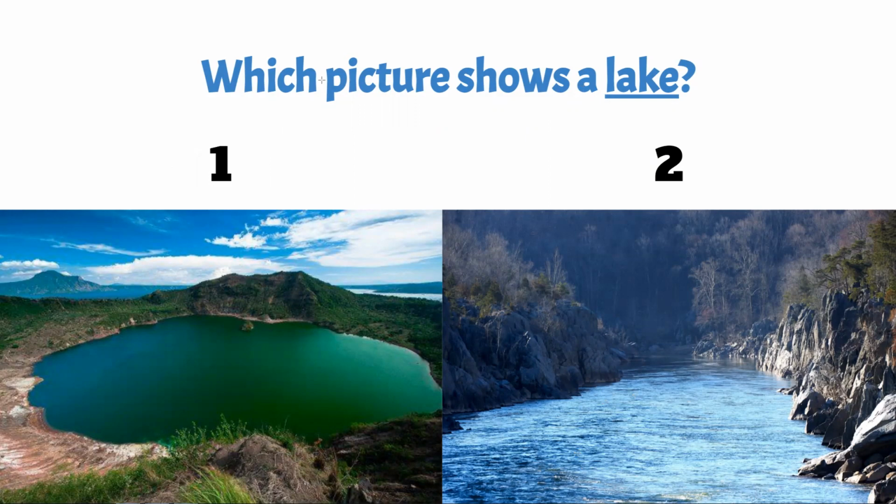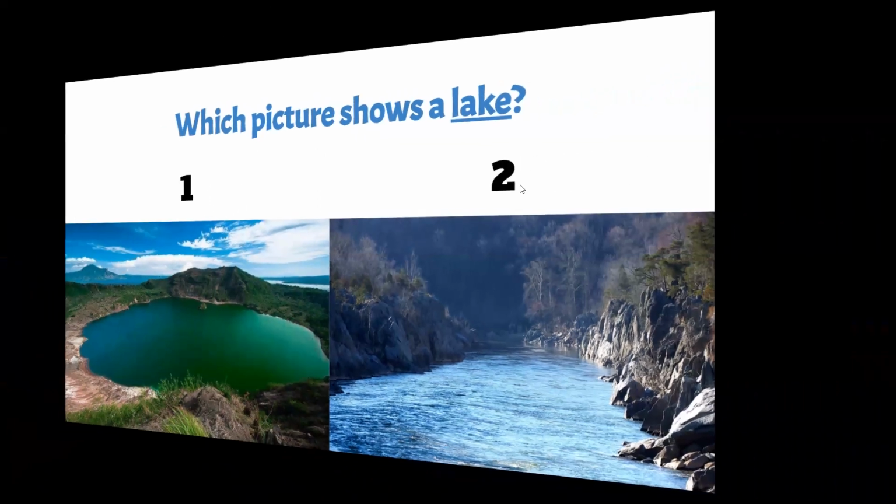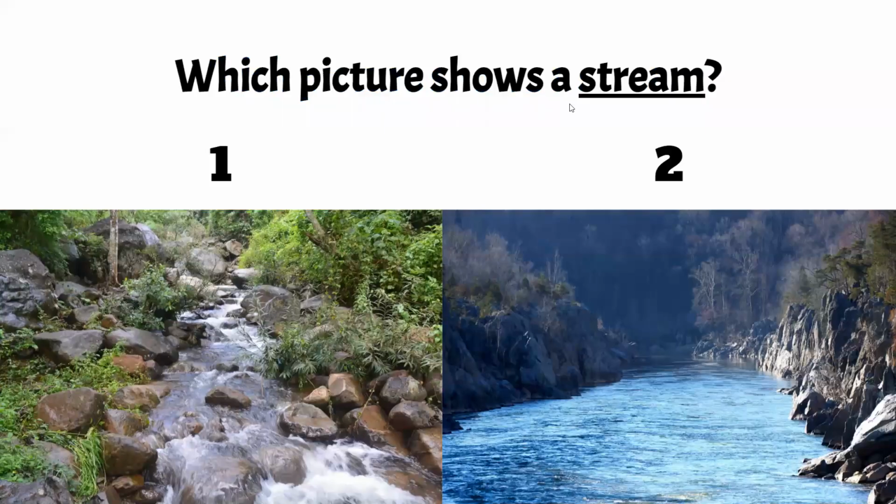Now, let us move to the second question. Which picture shows a stream? Okay, look here. Here we have a river, and here we have a stream. Why is this picture a stream? We said that a stream is a small body of water. And look here, okay, hold on. Here, it is small. And here, it is bigger than the stream.